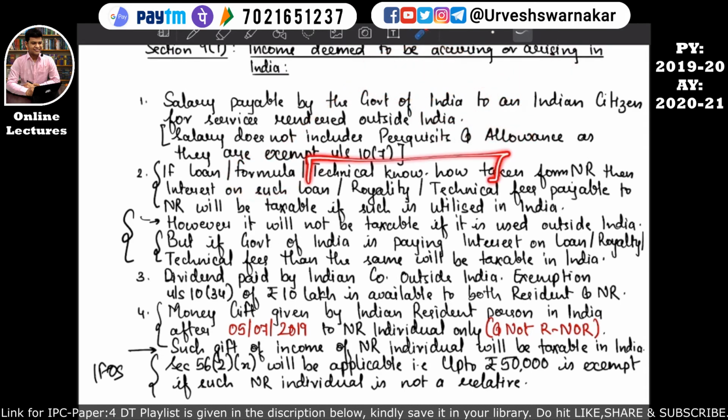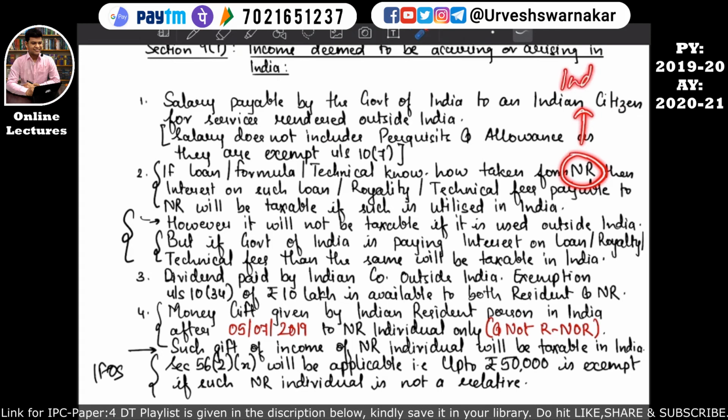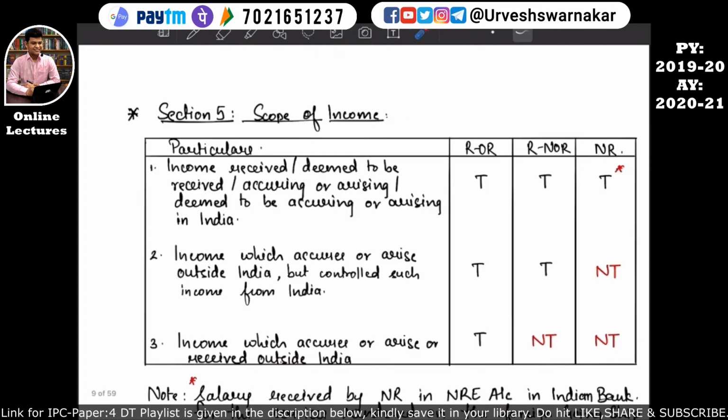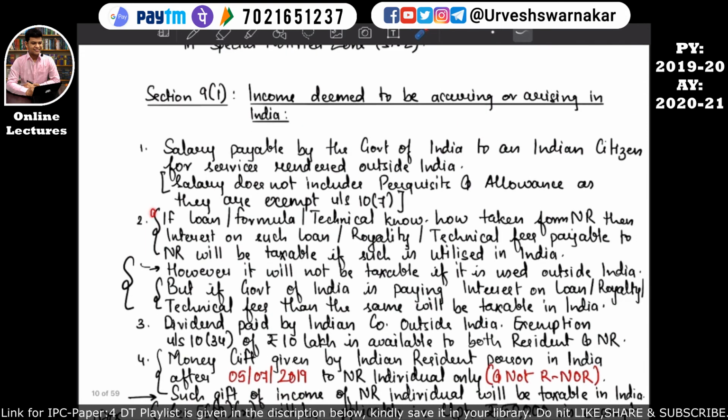And what does technical know-how mean? Technical know-how can be understood as a floor plan. So understand it in this manner: a blueprint of a machinery, okay. If a blueprint of a machinery has been taken from a non-resident by an Indian, then on such technical know-how, technical fees will be payable, and whatever technical fees have been received by this non-resident will be deemed as income accruing or arising in India, and hence it will be taxable in this manner. I hope this is quite clear. I hope you all are understanding this table now in a better manner, okay. I hope you all have understood this much part, okay. So here is an exception.